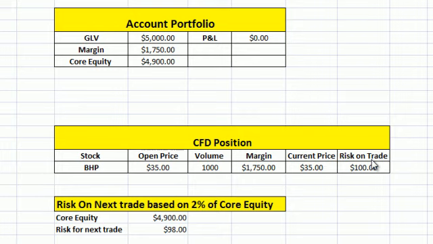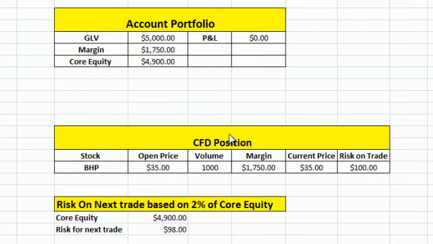So now, if we were to take a second position, we would need to work out how much we're going to risk on that, based on the fact that that BHP trade is going to be a losing trade, okay, just to be really risk averse. So in that case, what we do is we take 2% of the 4,900 for our next trade, which means on the next trade we're only willing to risk $98, okay?